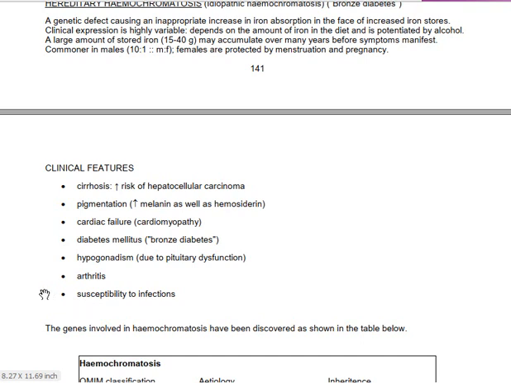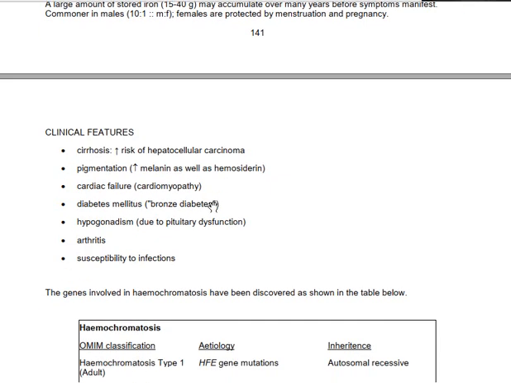So since these cells are going to store it, you're going to have liver cirrhosis, which is going to increase the risk of hepatocellular carcinoma. You have pigmentation, high melanin, because there is hemosiderin. You need to know that hemosiderin also stores iron at the level of epithelial tissue. So you are going to have high pigmentation. Is it clear? Now you have also cardiac failure, because the patient is going to have cardiomyopathy.